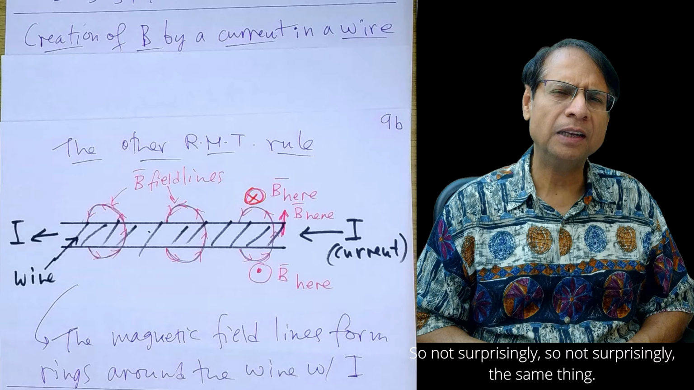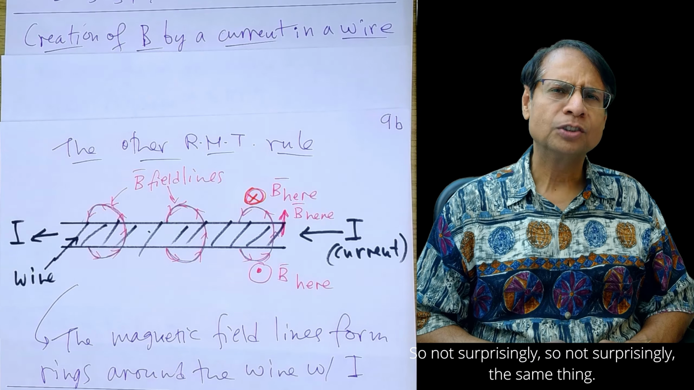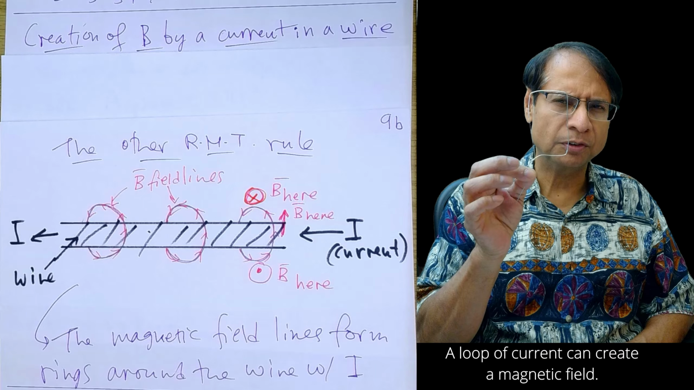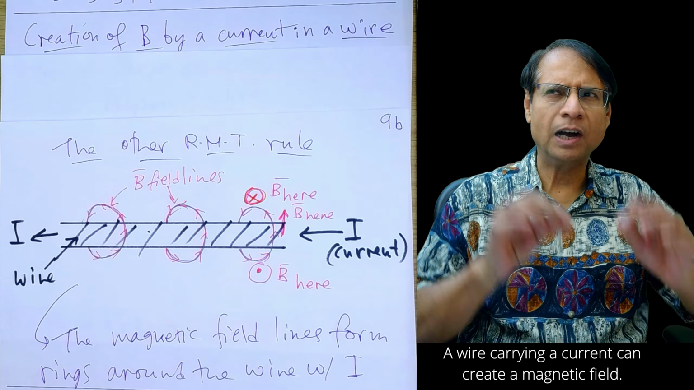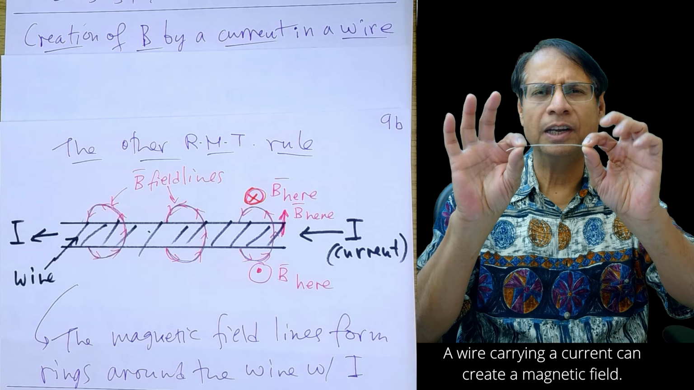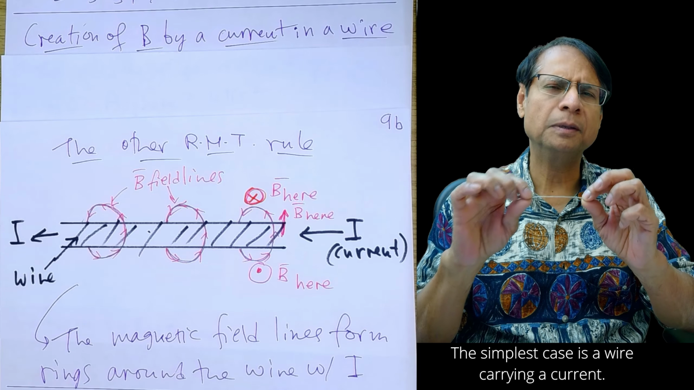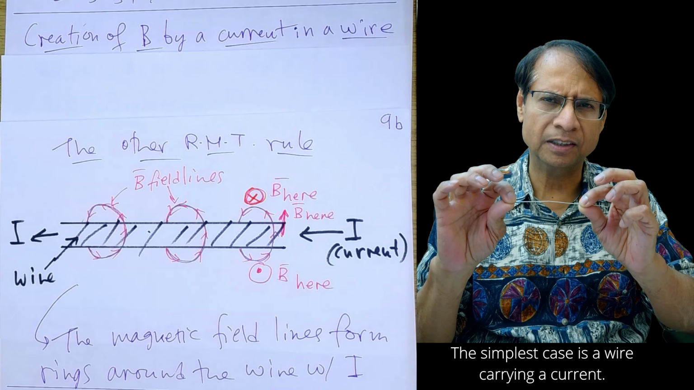So, not surprisingly, the same thing: a loop of current can create a magnetic field. A wire carrying a current can create a magnetic field. So let's take this one step at a time. The simplest case is a wire carrying a current.